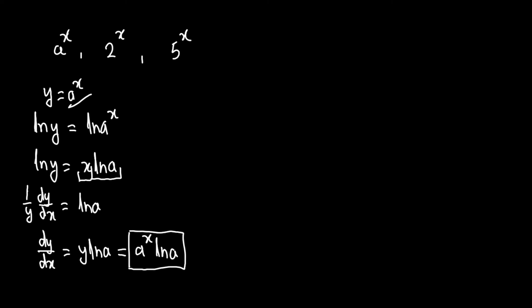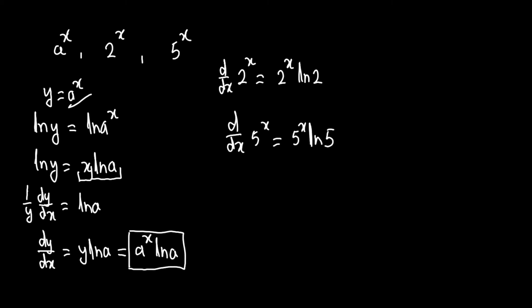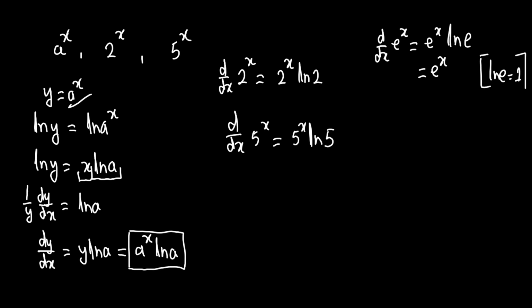Similarly, if 2 to the power x is written there and I ask for its derivative, definitely it would be 2 to the power x ln 2. We can write that because we have already proved it. Similarly, for 5 to the power x, it would be 5 to the power x ln 5. Even e to the power x: d by dx of e to the power x equals e to the power x ln e. It becomes e to the power x because we know ln e equals 1. This is the value of ln e.